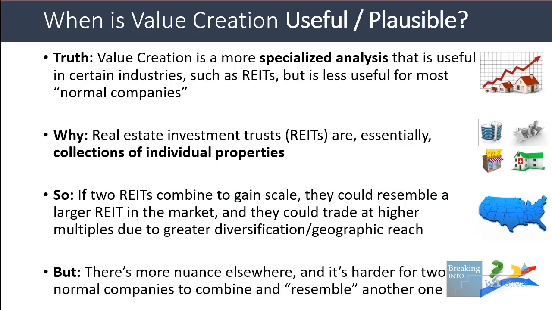higher multiple. With normal companies, it's much harder to say this because even if 2 companies in a similar industry combine, the market is not necessarily going to value them the same way that they value a larger company in that industry. Normal companies are more different, and they're not just collections of individual assets.